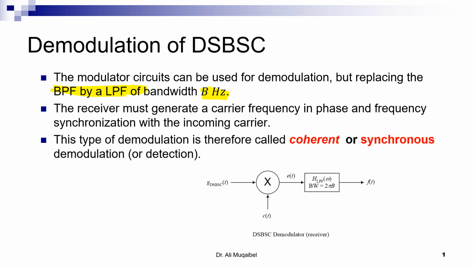In all of these cases, if you want to demodulate, you need to multiply by a carrier cosine, which is exactly the same phase, same frequency. Okay, it has to be synchronized with the incoming carrier. This type of demodulation is therefore called coherent or synchronized. If the demodulation requires you to multiply by C, which is exactly the same phase, same frequency, we call it coherent or synchronous demodulation. Of course, this is not something easy to do, and we'll see how things will work out.